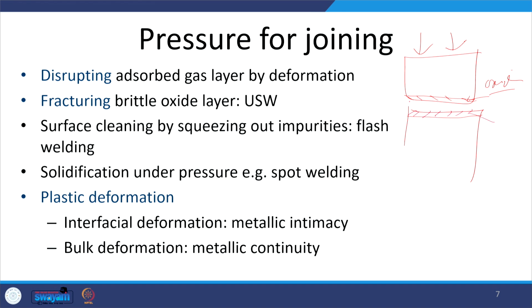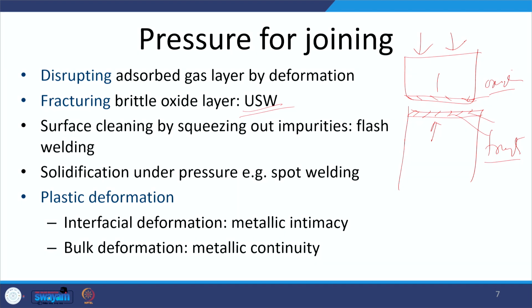So, the controlled plastic deformation at the surface under the pressure will be causing the fracture of these oxide layers, and once this happens, the metal to metal contact is enhanced, and that in turn helps in development of the sound weld joint. This is typically observed in case of magnetic pulse welding, ultrasonic welding, or even in explosive welding.